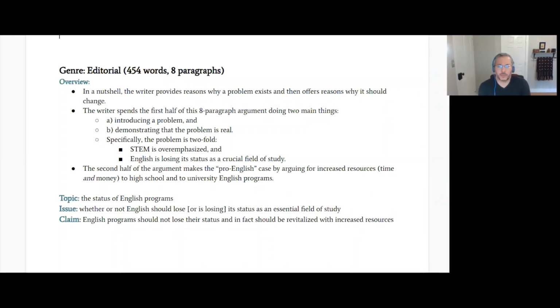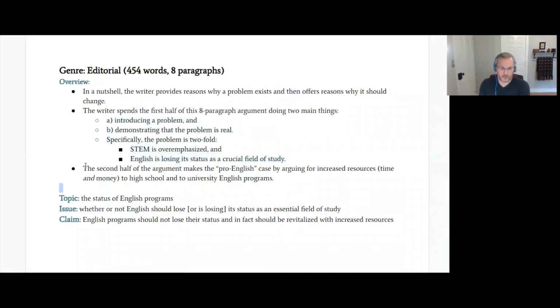Okay, we are halfway through this article, this editorial, and you will have noticed that the writer has introduced the problem and has demonstrated that this is a real problem, or has at least tried to persuade us that this is an important and real problem. Specifically, he talked about 2 elements of this problem, that STEM is overemphasized in schools and that English, as a result, is losing its status. And he's not happy about this.